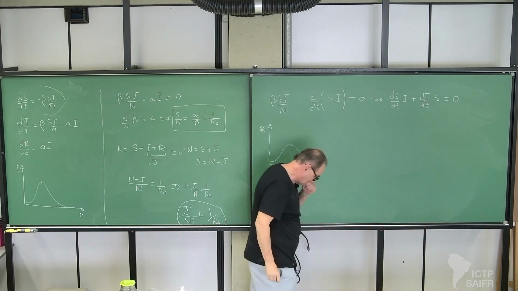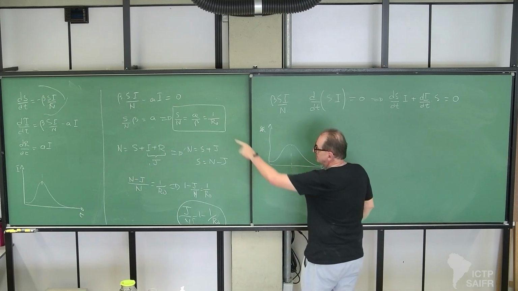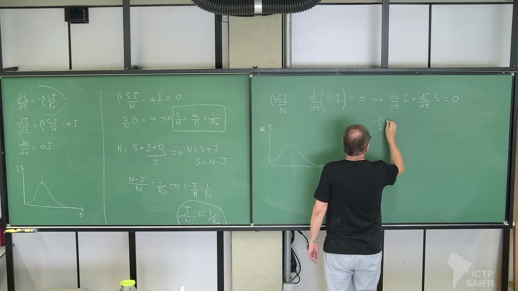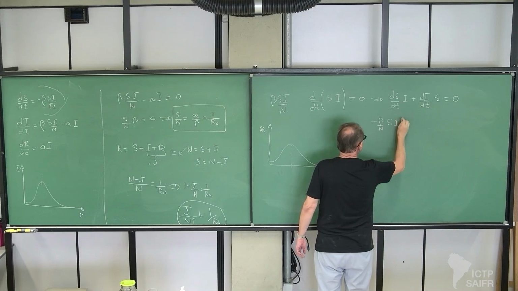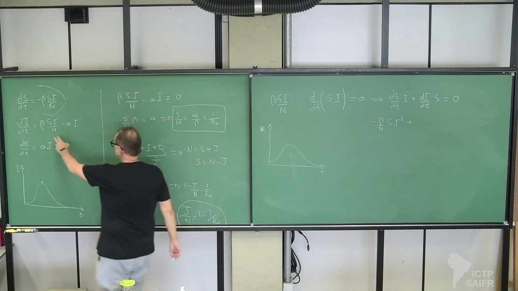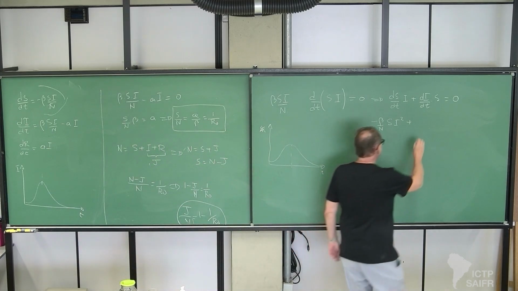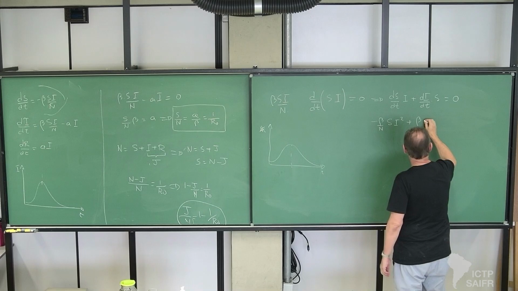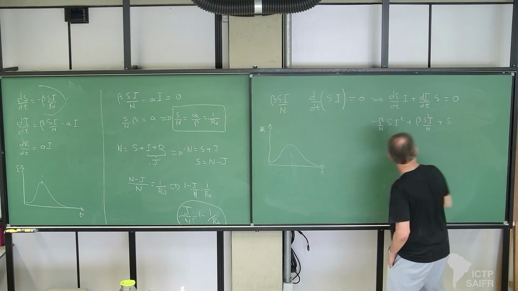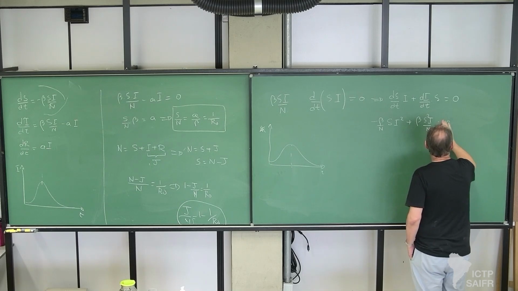Now, dS/dt is minus beta over N S times I, therefore you have minus beta over N S I squared, plus dI/dt has two terms, this one and this one. So the first one is beta S I over N, plus S times the term which is minus A I, so minus A S I equal to zero.